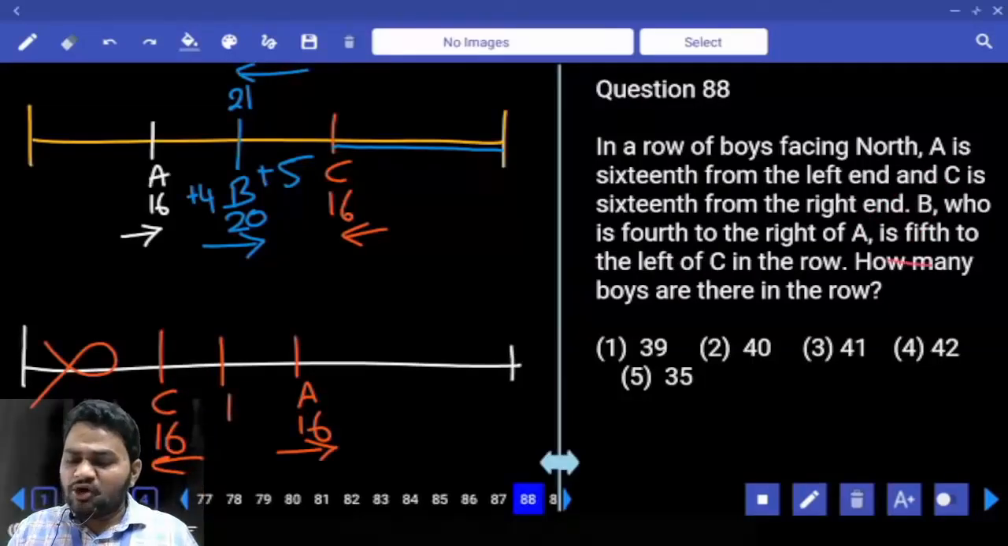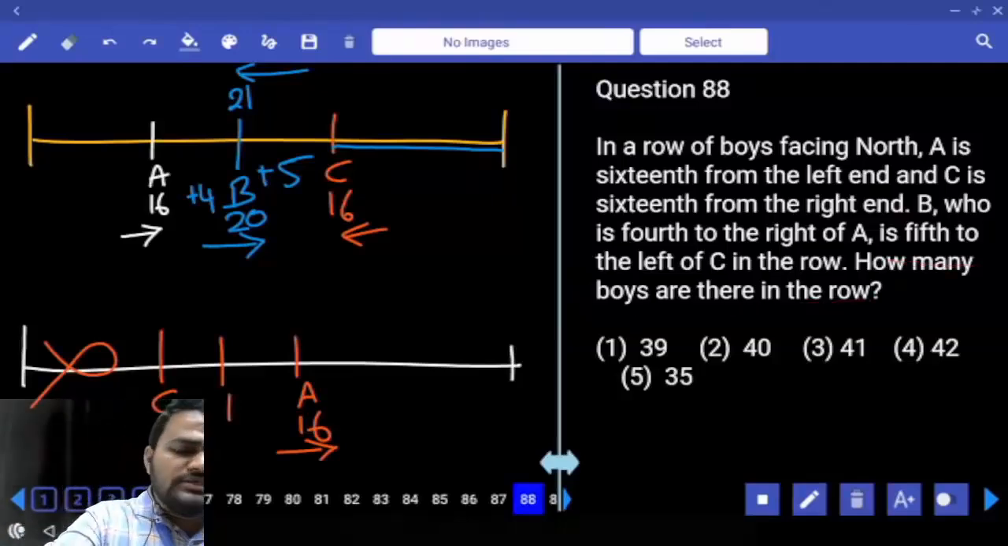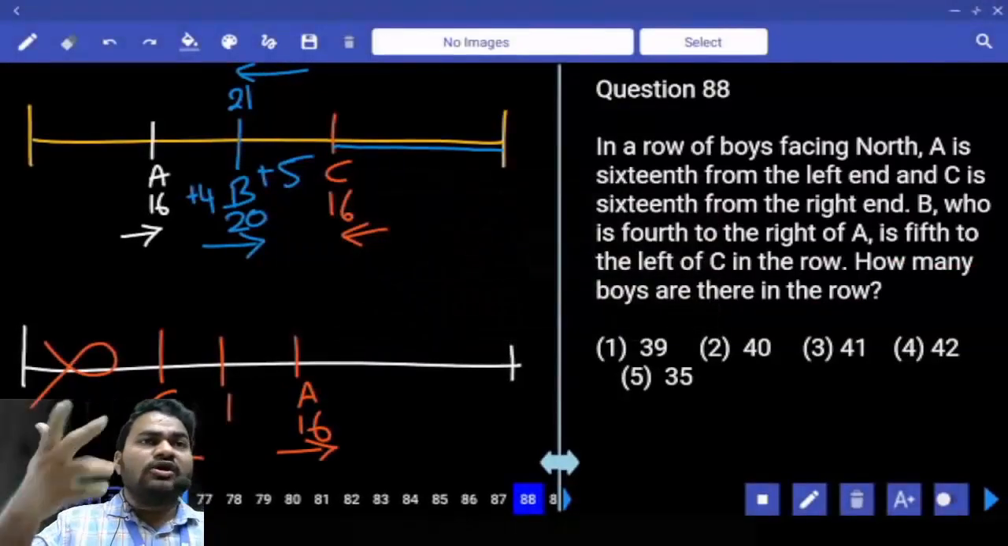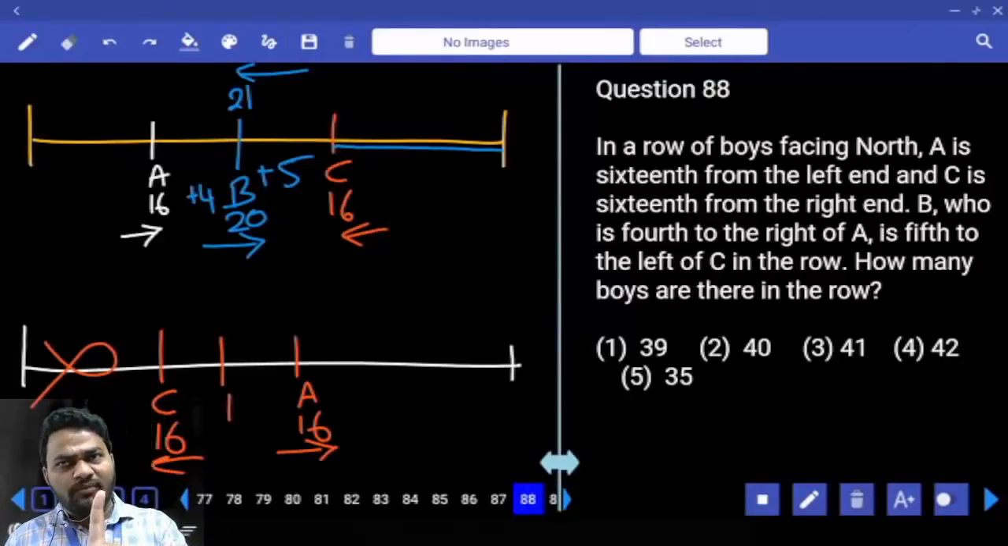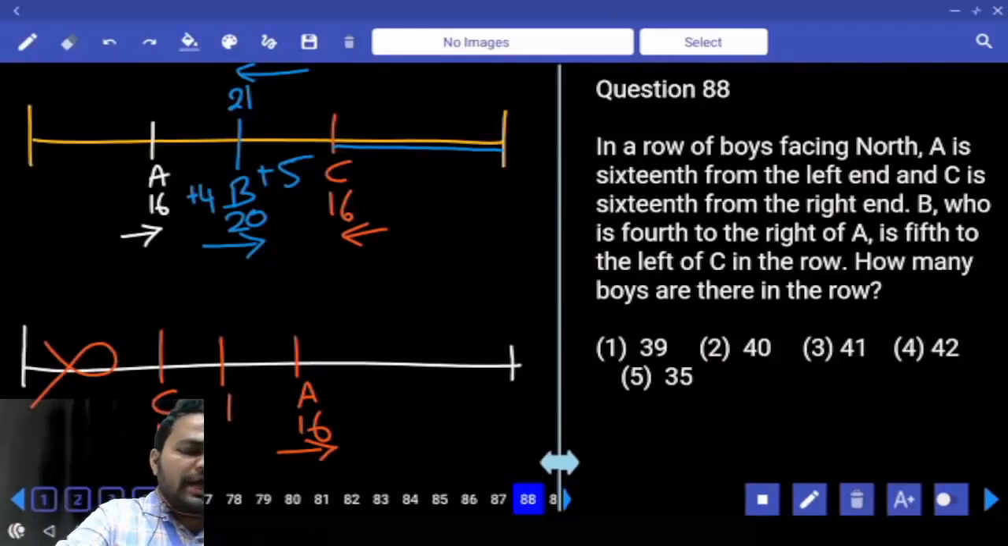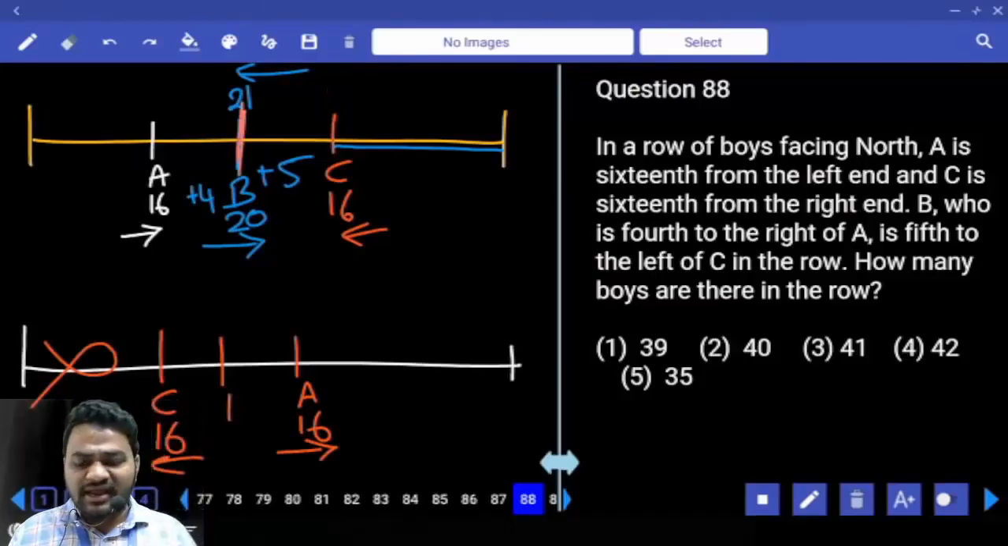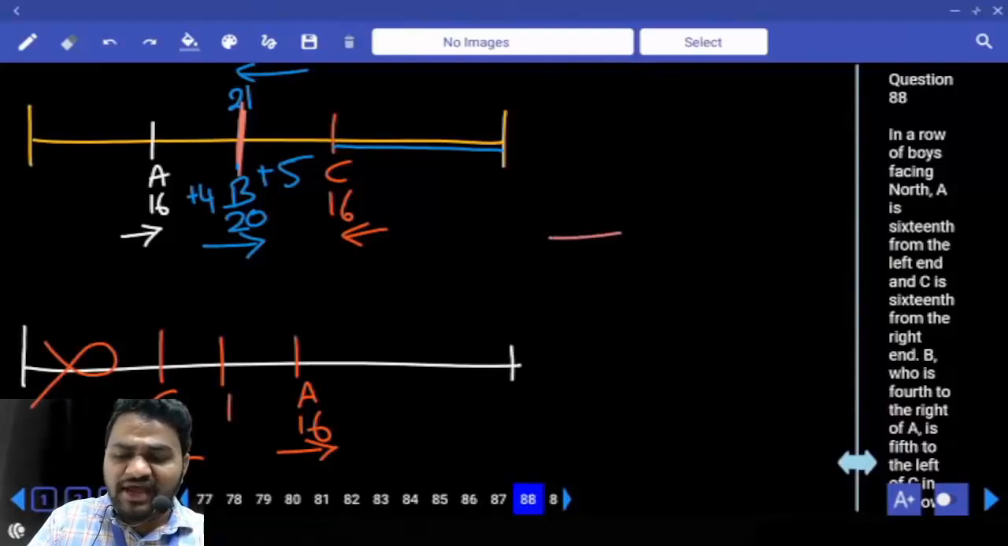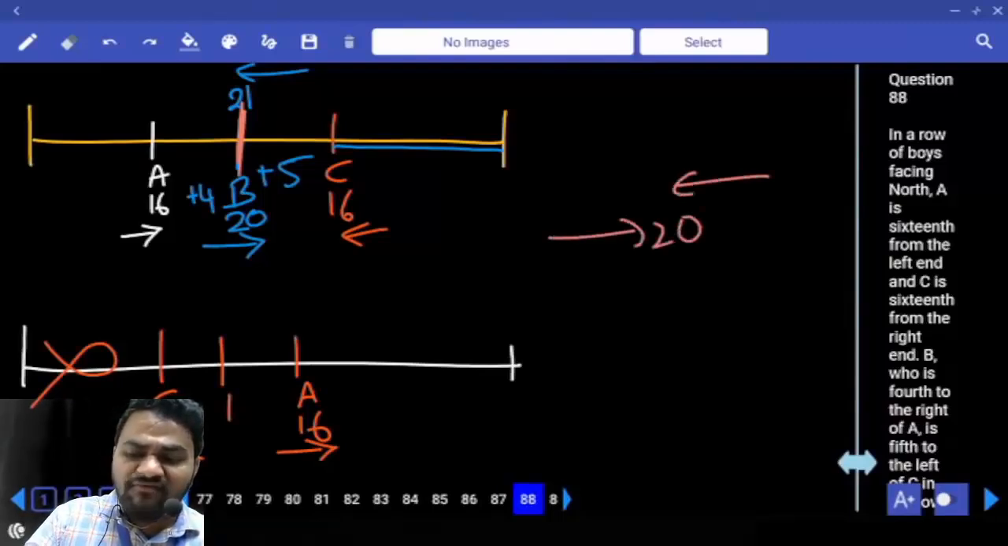And the question is how many boys are there? If I want to count the total number of boys, I just need to know one position's rank from either end. If I know one position's rank from left end and right end, then I can find out the total. I know this position's rank from only left end, but we don't know from right end. We know this position's rank from right end, but we don't know from left end. But we know this position's rank from either end. That is, from left end we have it as 20, from right end we have 21.